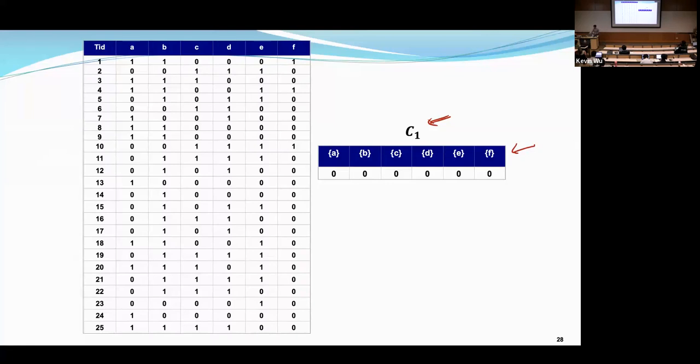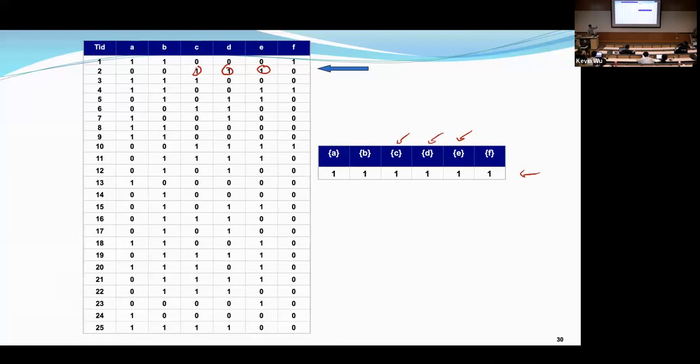Then we scan the database to find out the support count of each one of them. When we process the first transaction, we find it contains A, B, and F. So we do some subset testing. We find that it contains the set A, the set B, and the set F, and therefore we increment these 3 counts by 1. Next, we process the second transaction. We find it contains C, D, and E, and therefore the support counts of these 3 item sets are also incremented by 1 each. And this is the result.